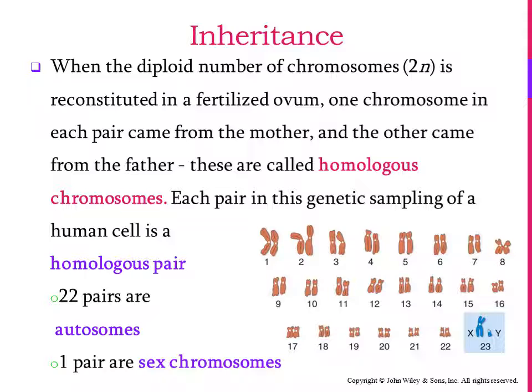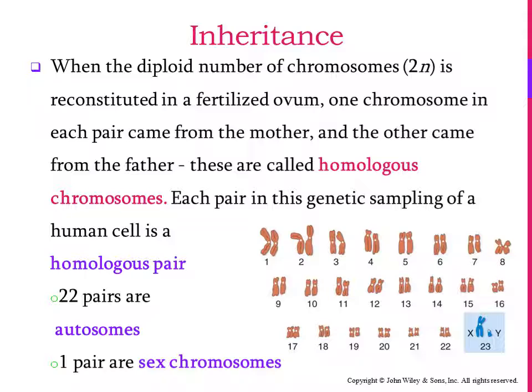1 pair is unique, those are the sex chromosomes, and 1 of the pair came from the mother, it's always an X chromosome, and the other chromosome in the pair came from the father. If the father's gamete had an X copy of the chromosome, then the zygote develops into a female because it has an X from the mother and X from the father.